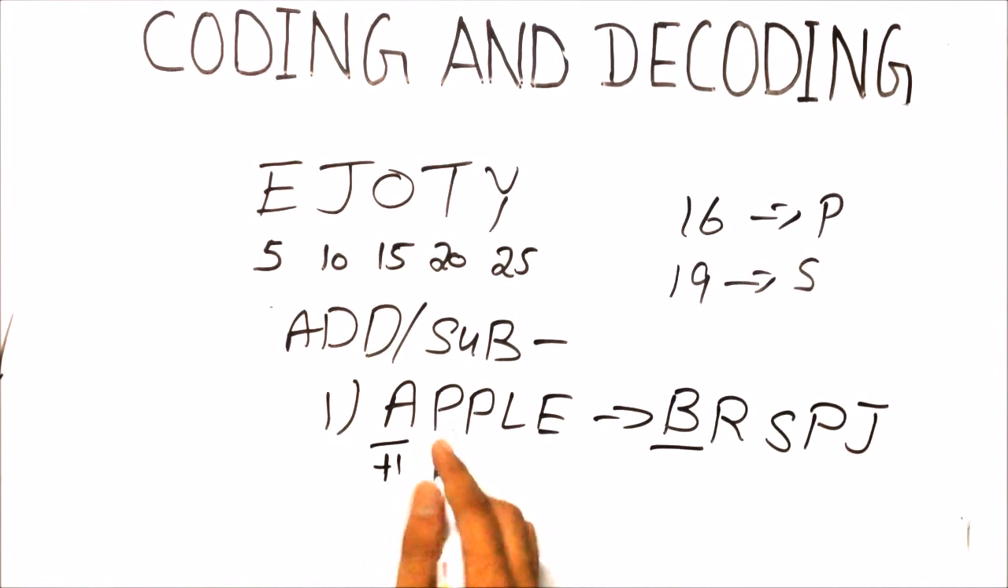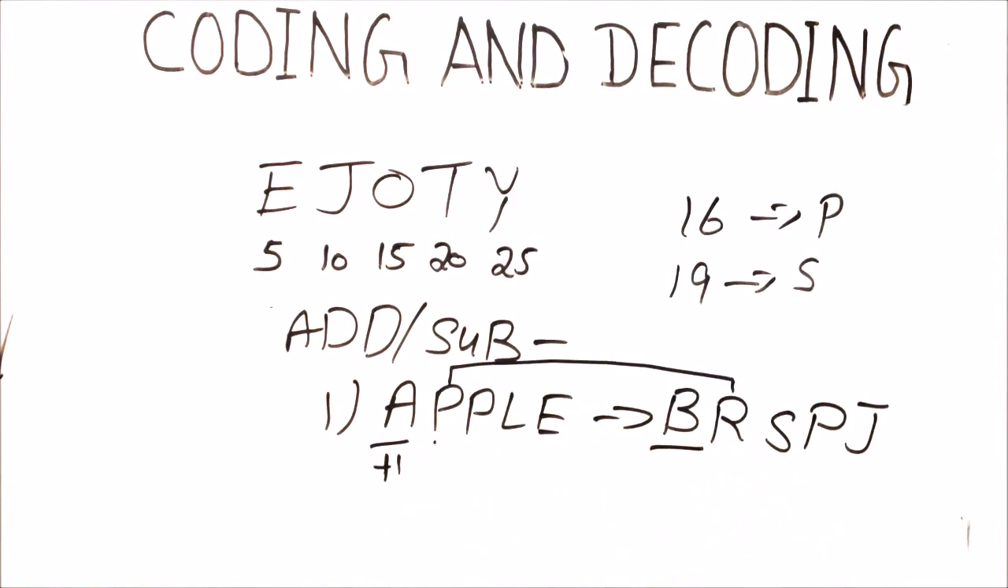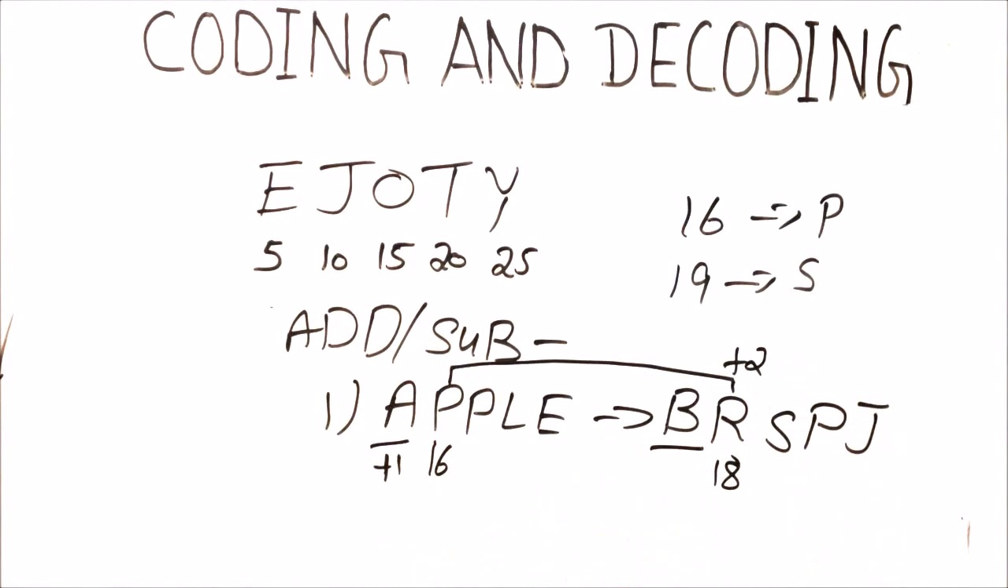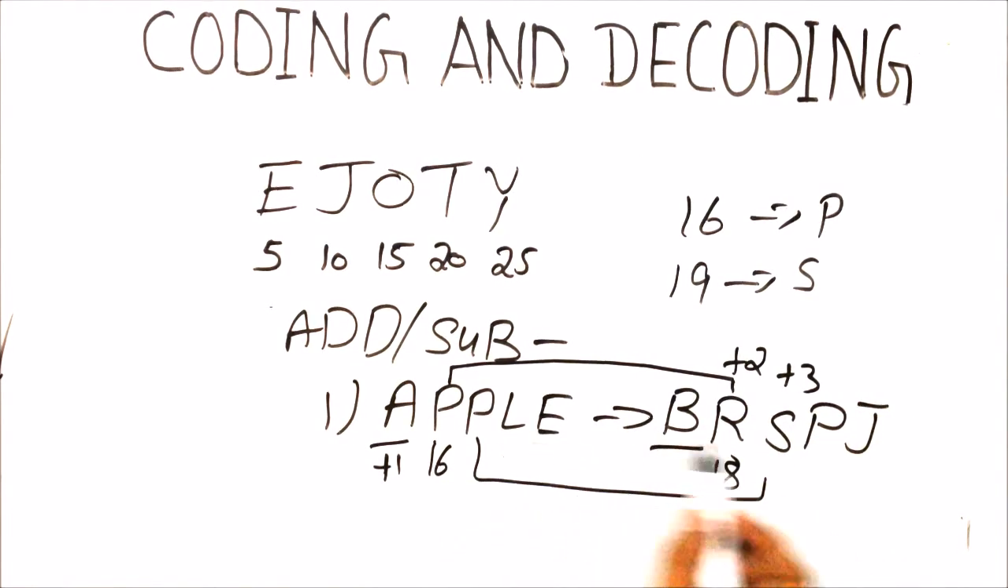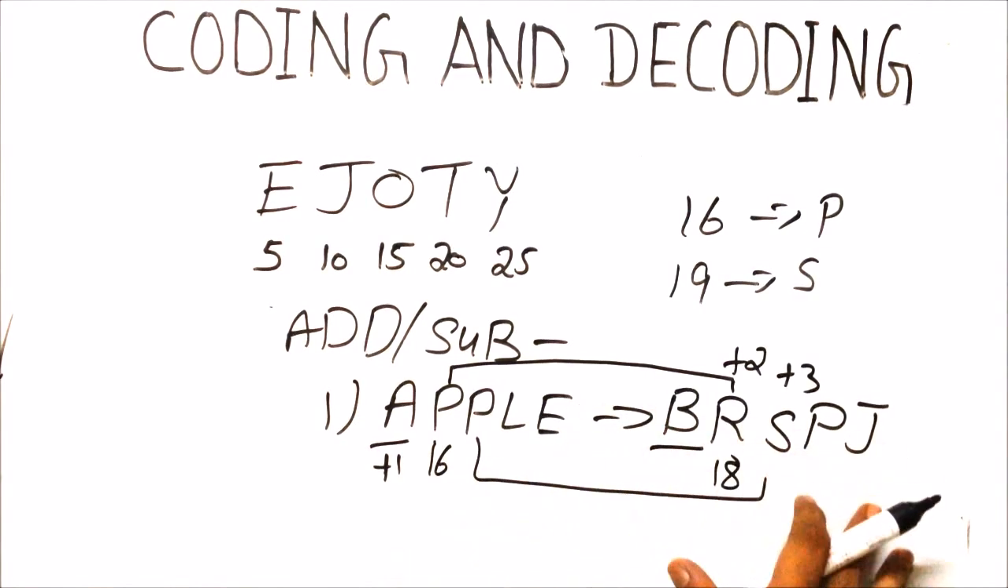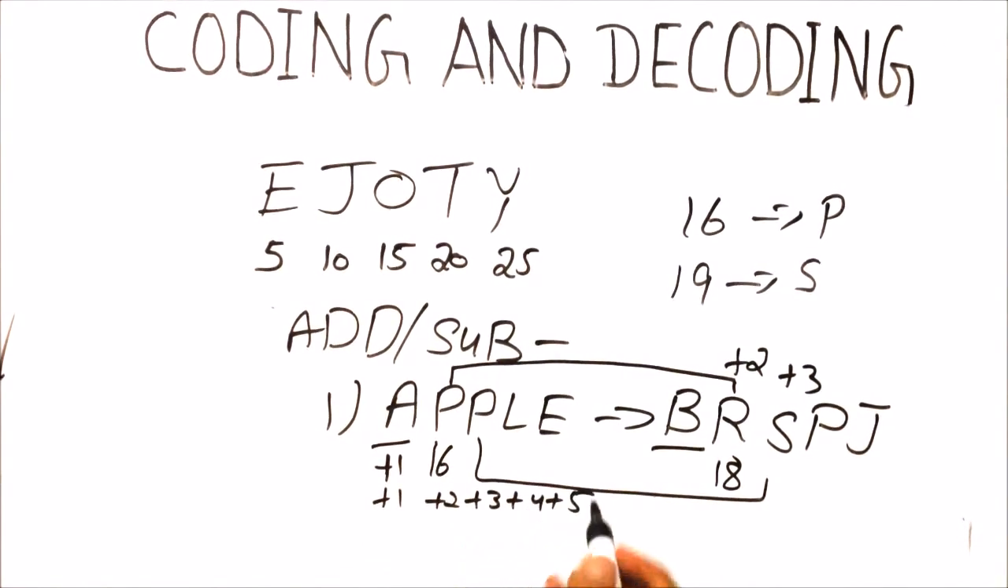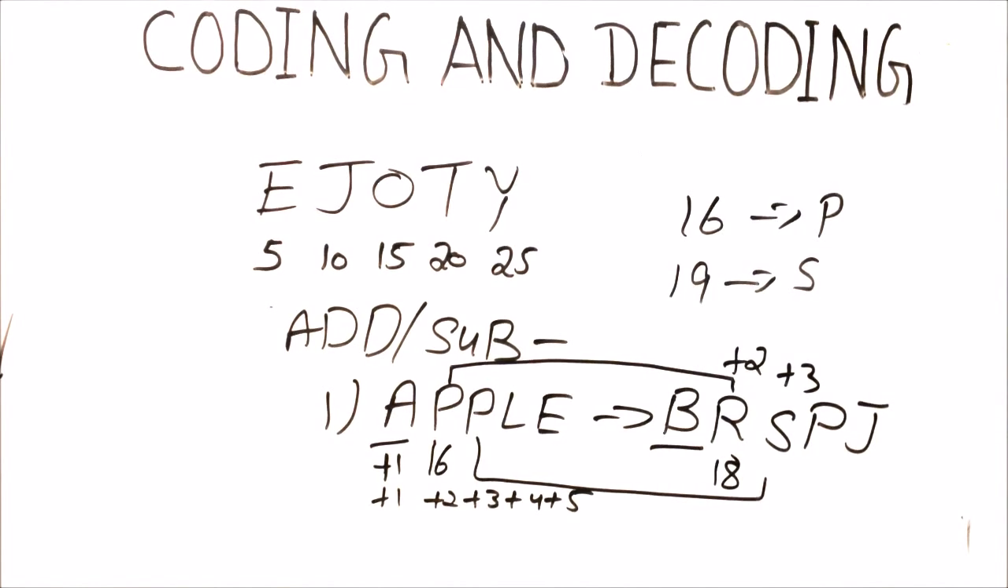Now if you look at P, the code for the letter P is R. P comes at 16th place as per our EJOTY pattern and R comes at 18th place. So here we have added 2 to the value of P. Now here the code for the second P is S, so we have added 3 to the next letter, and hence we have added 4 to the next letter, and hence we have added 5 to the next letter. This is known as the addition pattern. Here we are correspondingly adding 1, 2, 3, 4, 5 to the next letter. So we can subsequently subtract the same from the following letter. So this pattern is the addition and subtraction pattern.